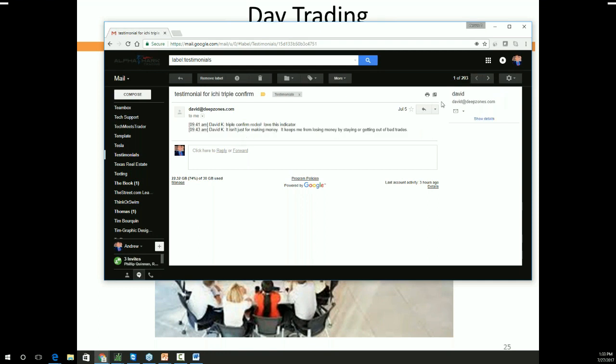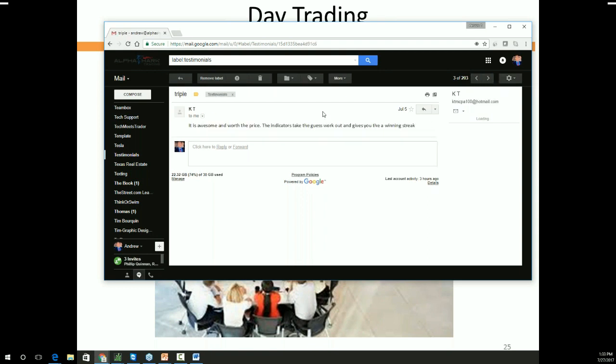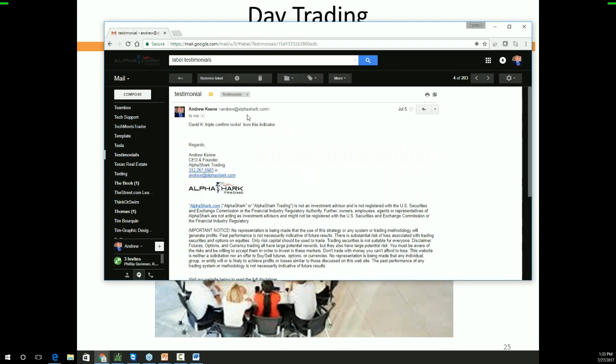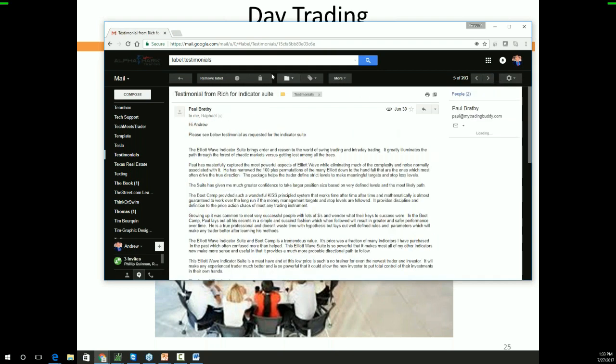It is just making money. Keeps me away from bad trades as well. Triple confirmation is awesome, worth the price. The indicators take the guesswork out and give you a winning streak. Triple confirmation rocks. I love this indicator.